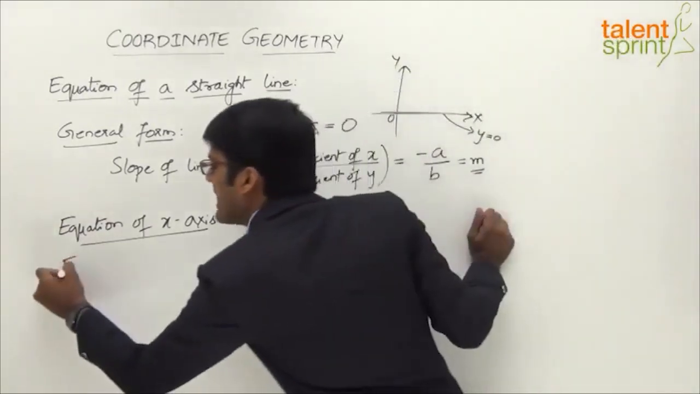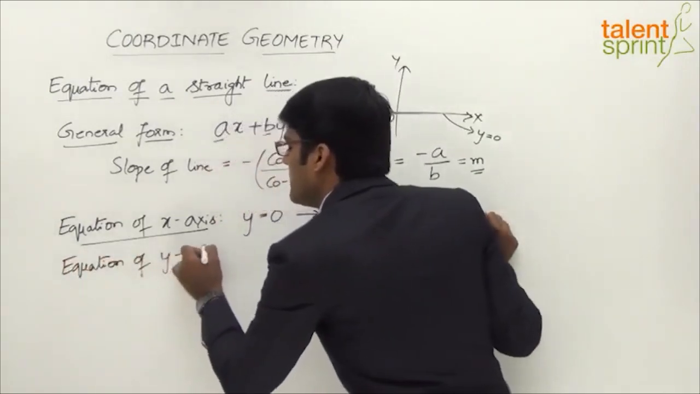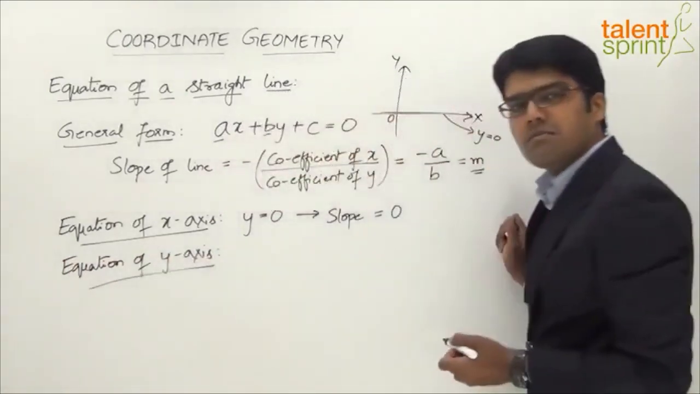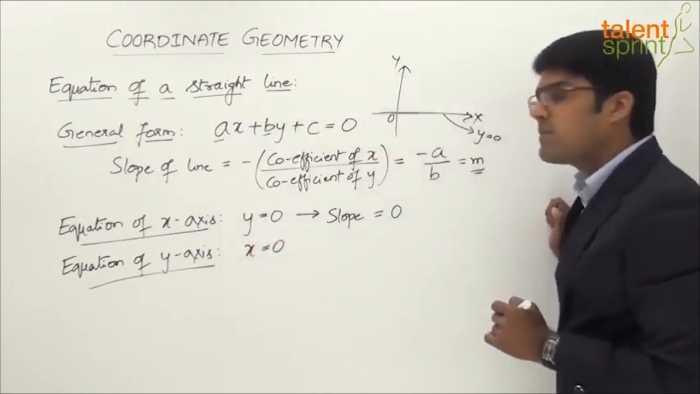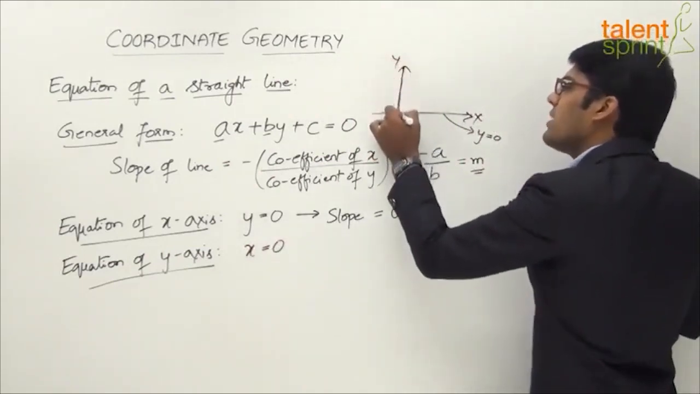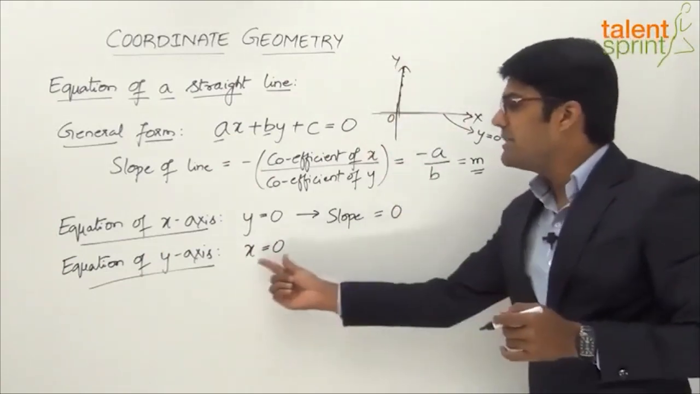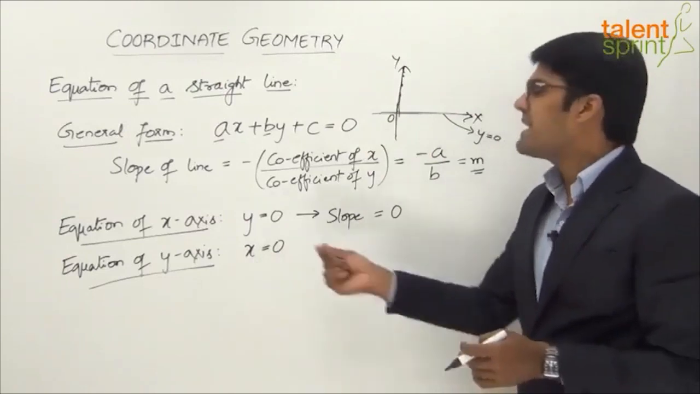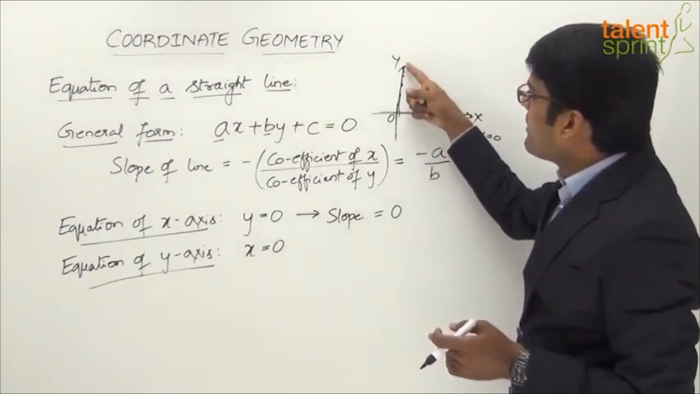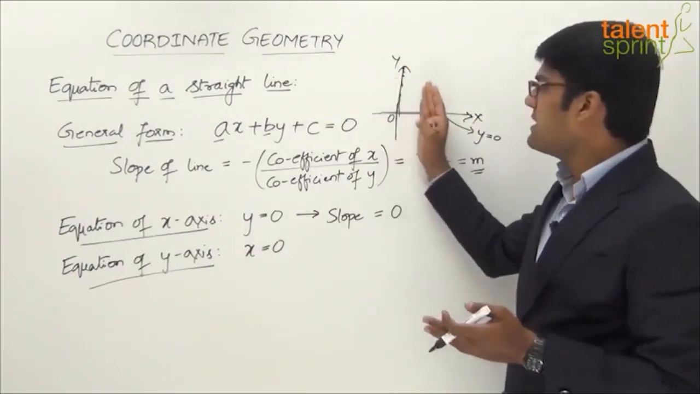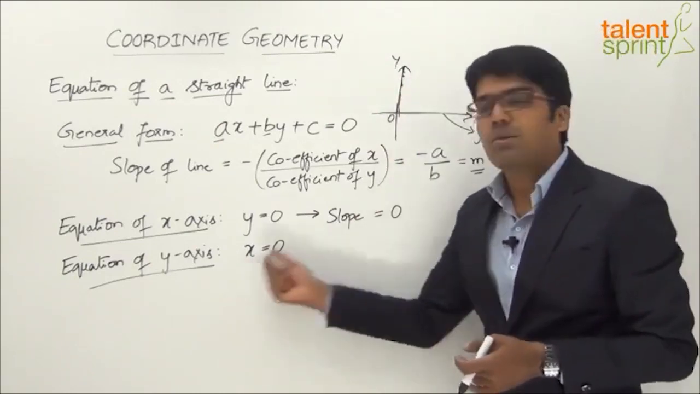How about the equation of y-axis? Now this should be easy. Since we have learned the equation of x-axis, the equation of y-axis should be simple. Equation of y-axis is x equal to 0. Why? Because on y-axis the x coordinate is always 0. You take any point on y-axis, the x coordinate will be equal to 0. What is x? The x coordinate is the horizontal distance. What is the horizontal distance of y-axis? 0, there is no horizontal distance. It is the y-axis itself. Hence the horizontal distance is 0, which means x equal to 0.